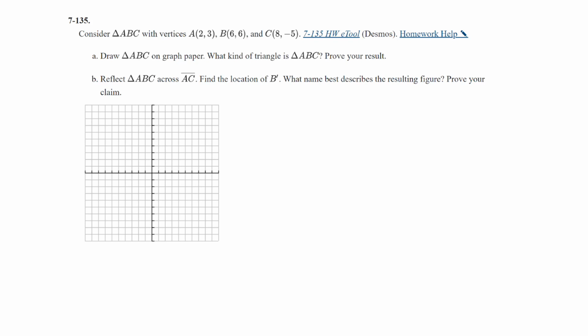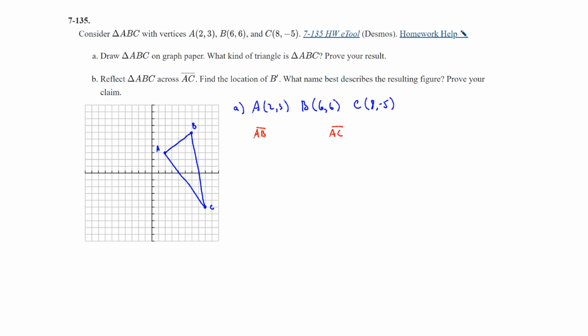Question 135. Consider triangle ABC with vertices A, B, and C. We're going to go ahead and draw it on the graph paper, the coordinate plane, and then what kind of triangle is it? We got to prove why. So I've drawn the triangle. It appears that it might be a right triangle. So let's go ahead and see if we can prove that it's a right triangle by finding the slope of line segment AB and finding the slope of line segment AC.